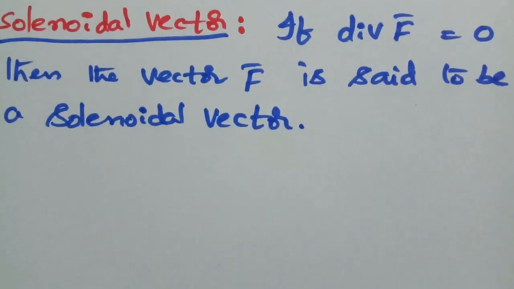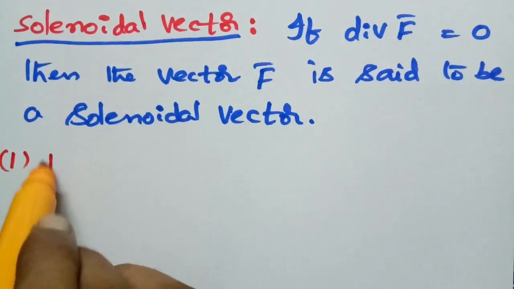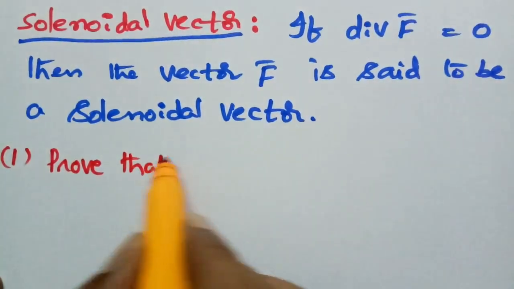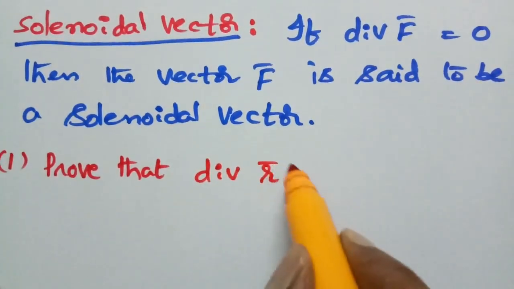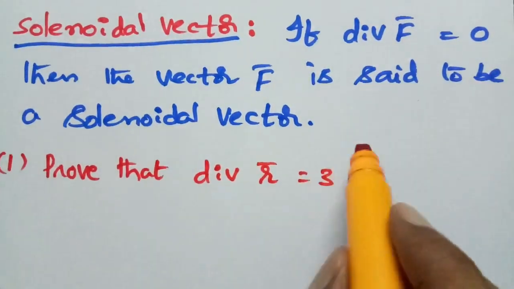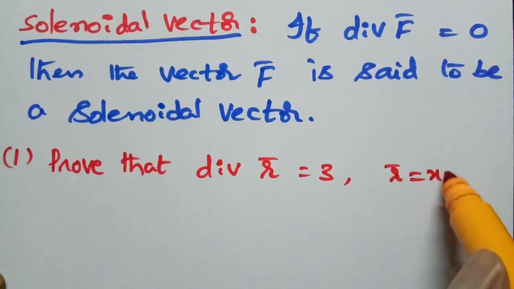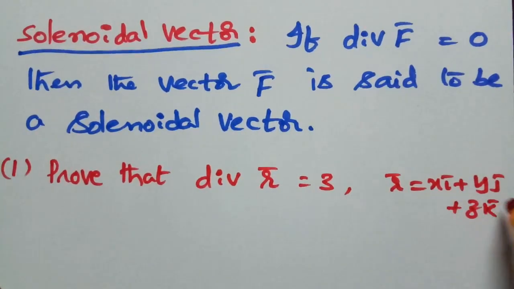Now, problem number 1. Prove that div R bar is equal to 3, where R bar is equal to x i bar plus y j bar plus z k bar.